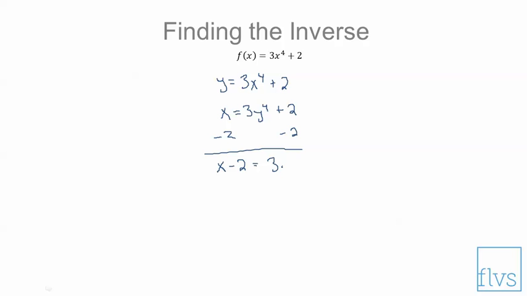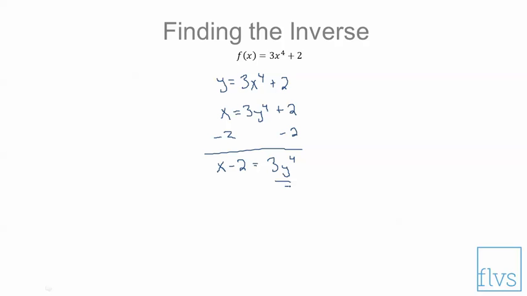So here, to find the inverse, I'm going to do the same steps. I'm going to rewrite it with a y. y is equal to 3x to the fourth plus 2. Then I'm going to swap that x and that y out completely. Now I'm going to begin solving for y, minus 2 on both sides. And you get x minus 2 is equal to 3y to the fourth.